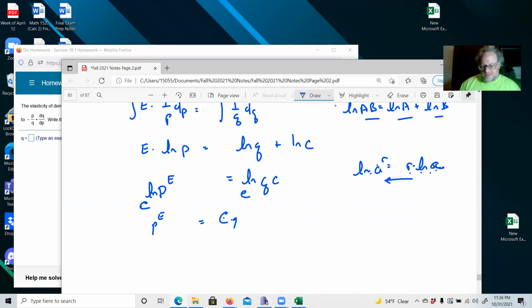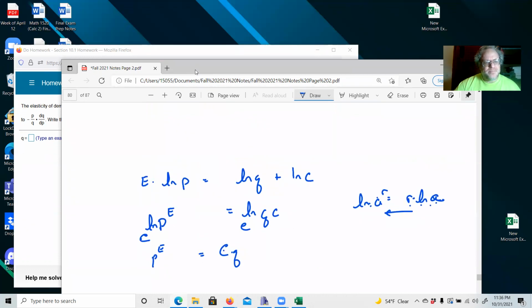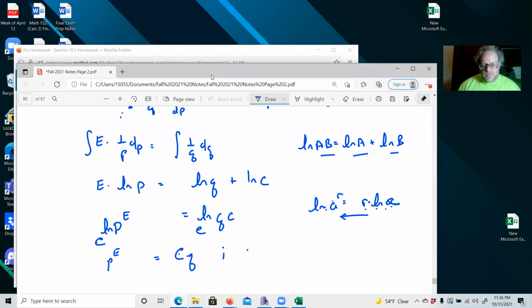So this is C times Q, right? C times Q. And then I think we have to solve for P. No, we don't. We're solving for Q. Okay, I may have done this backwards. We'll see. Q is equal to 1 over C, P to the E. We'll hope that that holds.